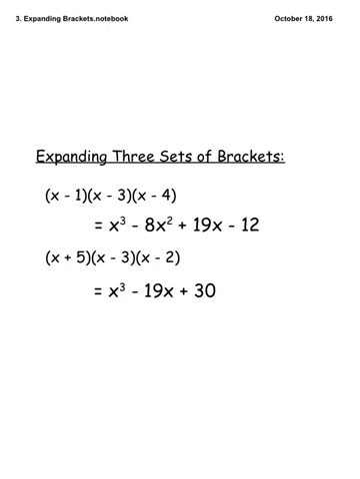Okay, so the answer to your first treble bracket is x cubed take away 8x squared plus 19x minus 12. And your second answer is a bit unusual because you don't have an x squared term, you just get x cubed take away 19x plus 30.